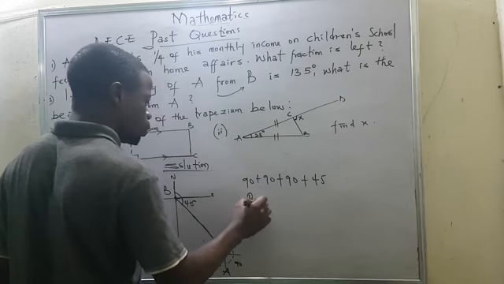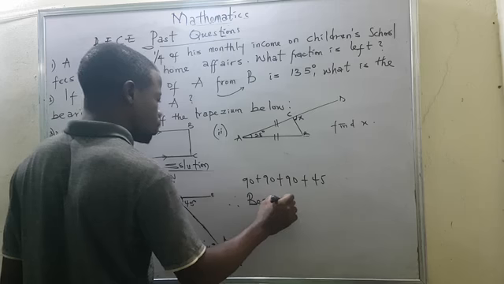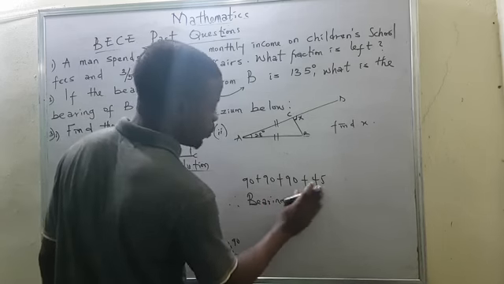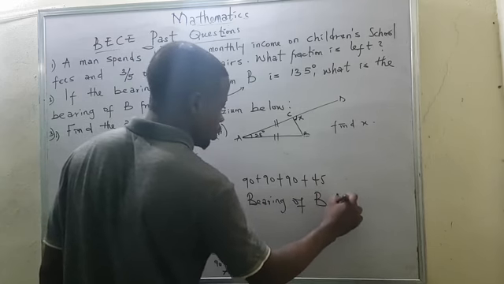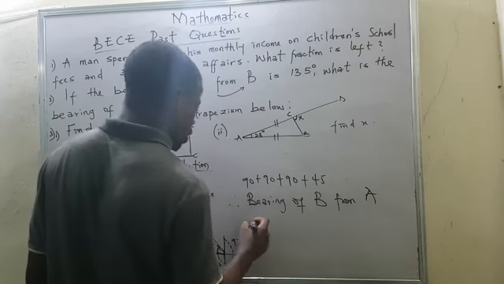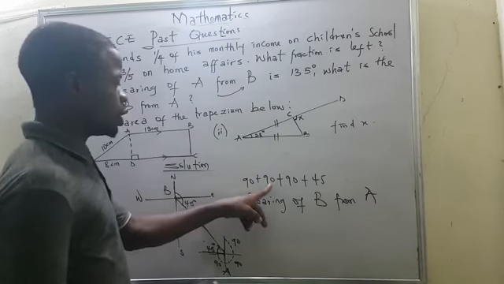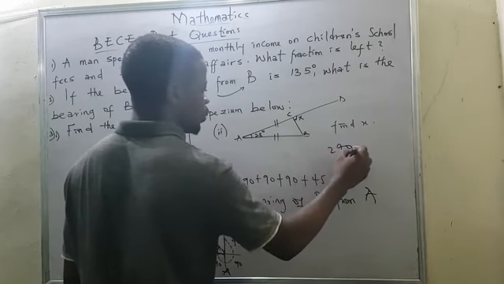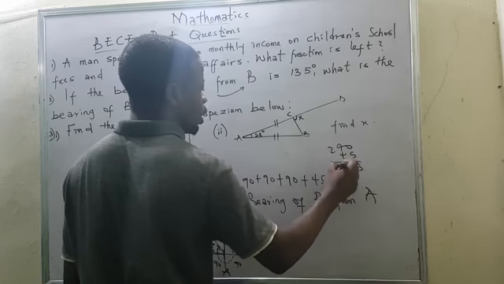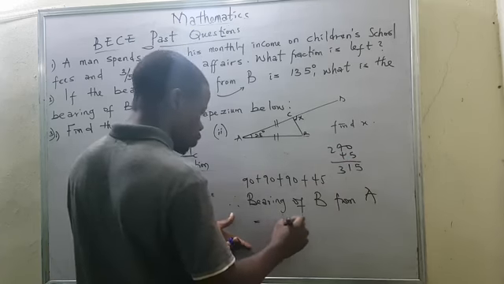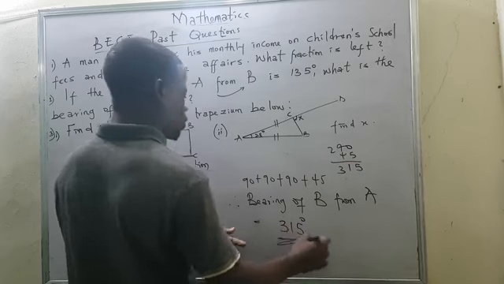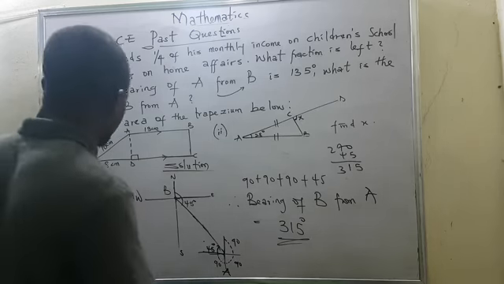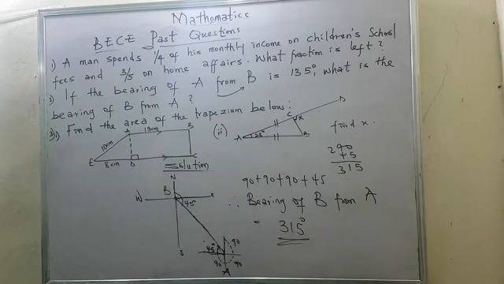Therefore, the bearing of B from A will be equal to 180, 270, 270 plus 45, that will be equal to 315 degrees. You get that? So it's as simple and direct as that. Thank you. The next question.